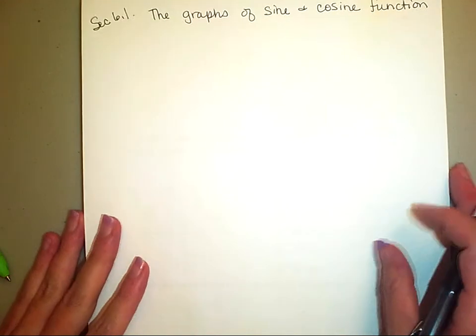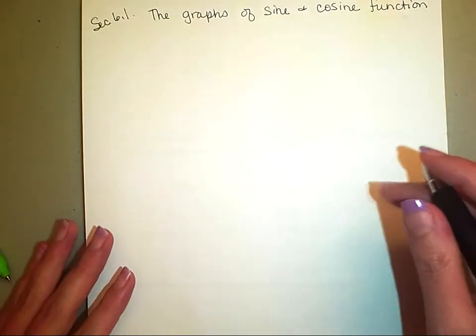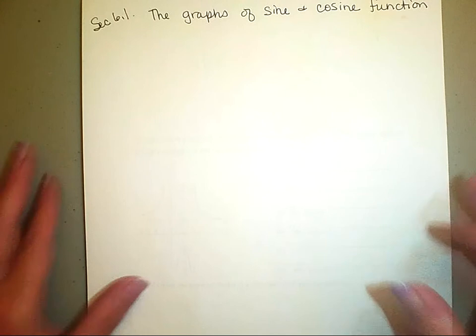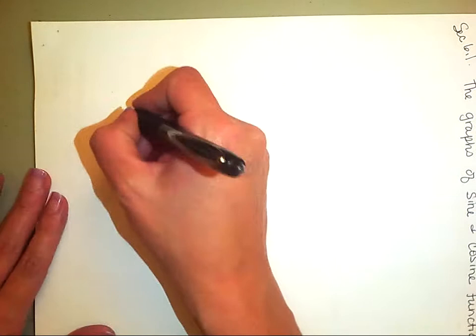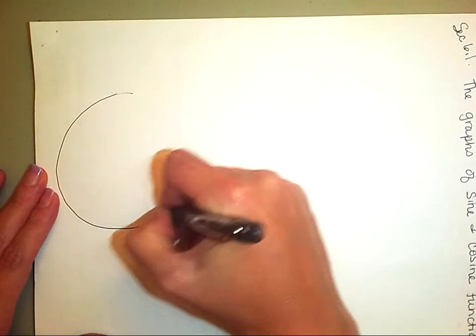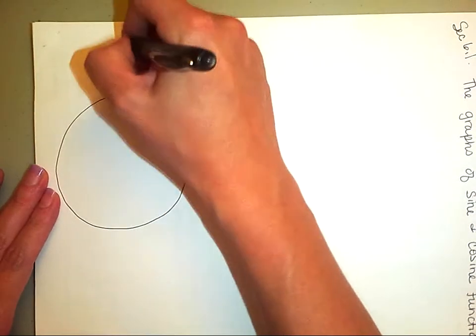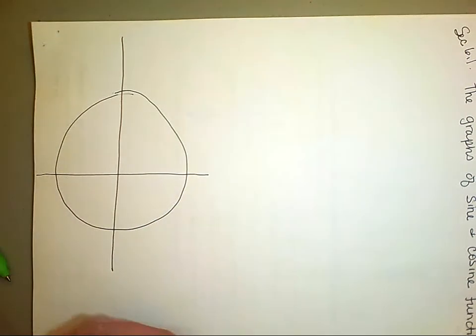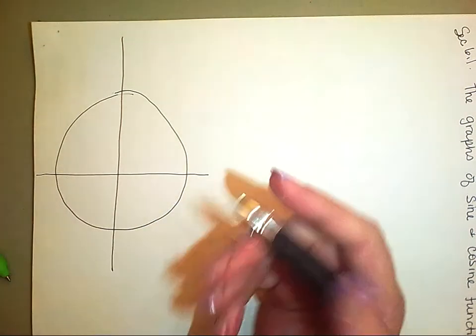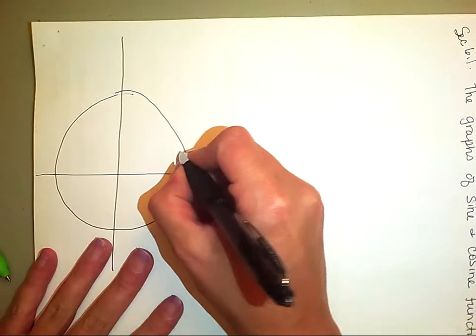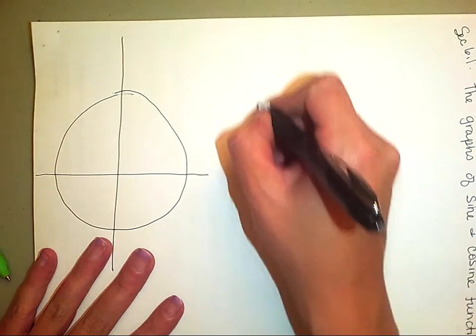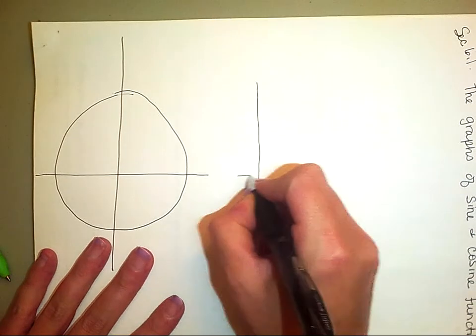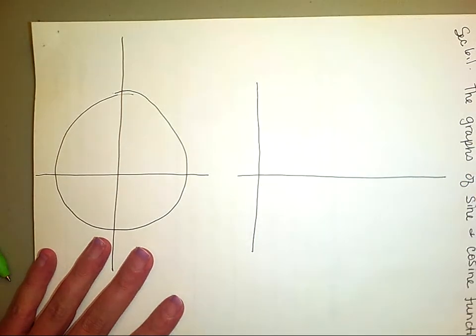Now, to do that, let me actually turn my paper. That would probably be more helpful for us. Okay, so let's recall the unit circle. And we're going to graph in the forward direction.